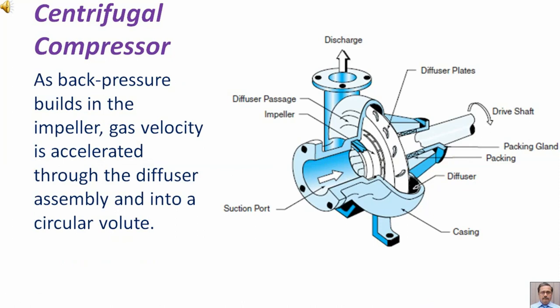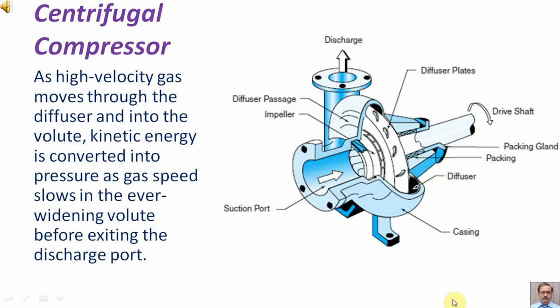As back pressure builds in the impeller, gas velocity is accelerated through the diffuser assembly and into a circular volute. As high velocity gas moves through the diffuser and into the volute, kinetic energy is converted into pressure as gas speed slows in the ever widening volute before exiting the discharge port.